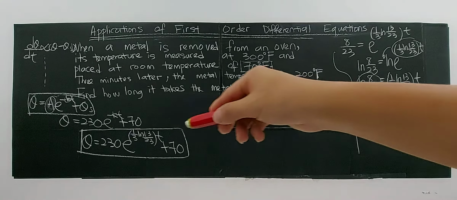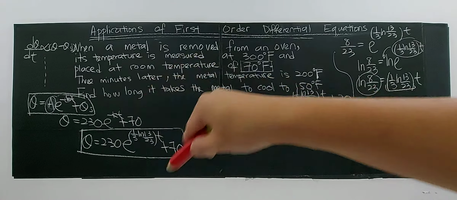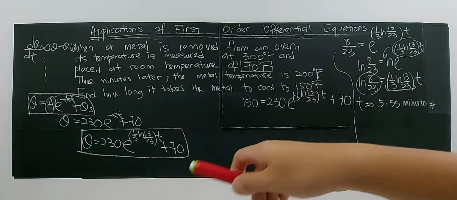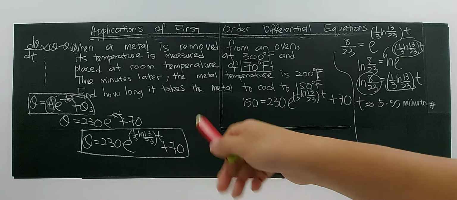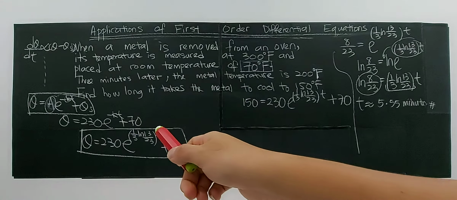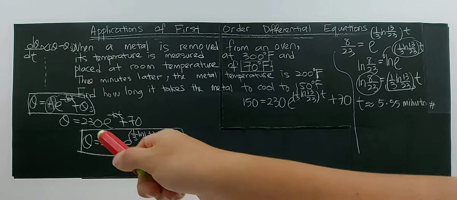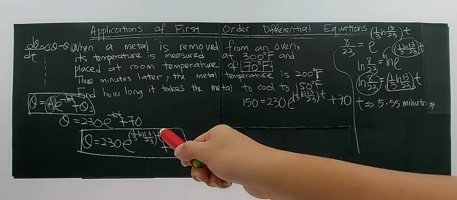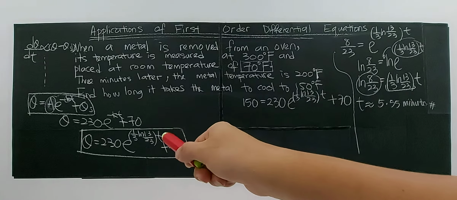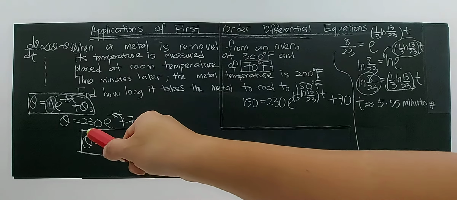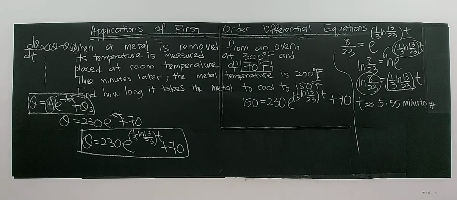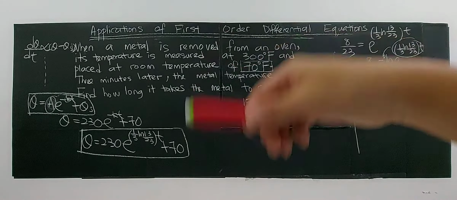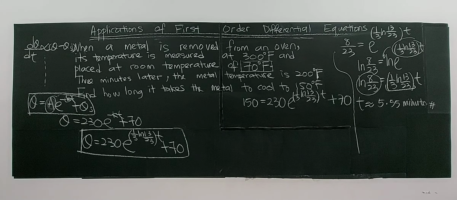So this formula is very useful. You can use this formula to find the temperature after some time. For example, you can find the temperature of the object after 1 hour: substitute t with 60 minutes, and you can find the temperature after 60 minutes. So this is the application of first order differential equations in cooling.